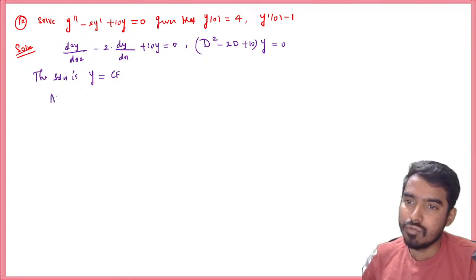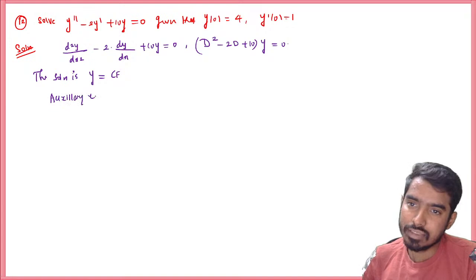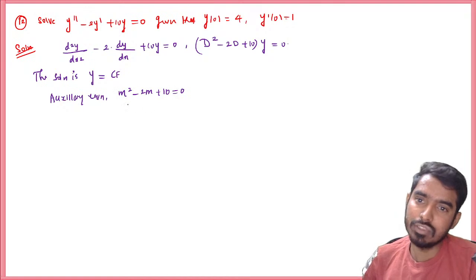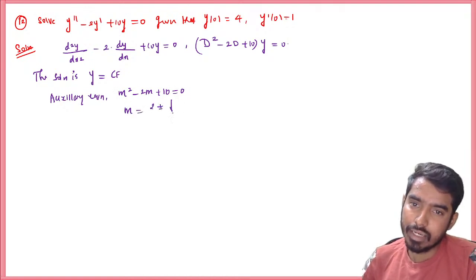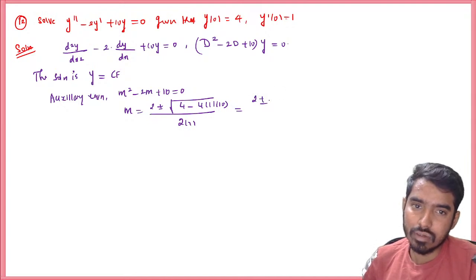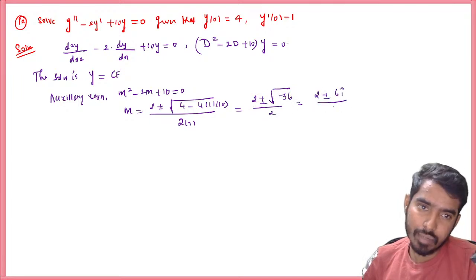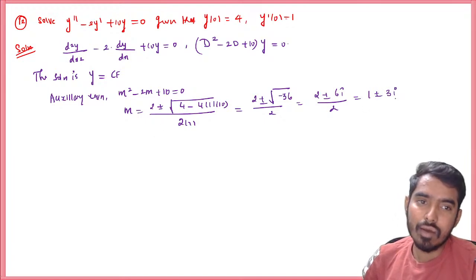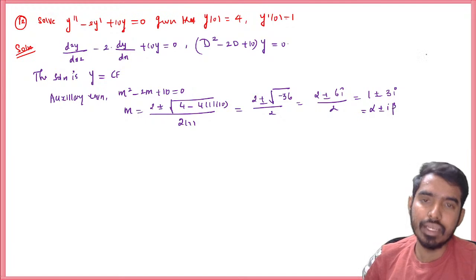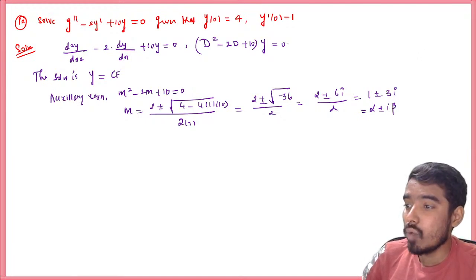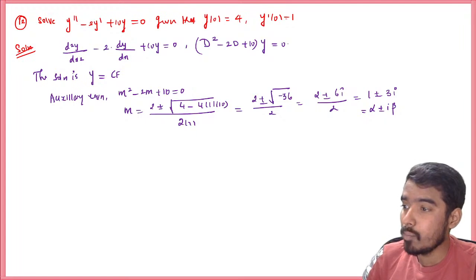Now what is CF? You find the auxiliary equation, which is m square minus 2m plus 10 is equal to 0. So m is equal to minus b plus or minus root of b square minus 4ac divided by 2a. So 2 plus or minus square root of minus 36 by 2. So 2 plus or minus 6i by 2. So if I take 2 outside, 1 plus or minus 3i, right? So you will have alpha plus or minus i beta. So you will have one pair of complex roots, right?